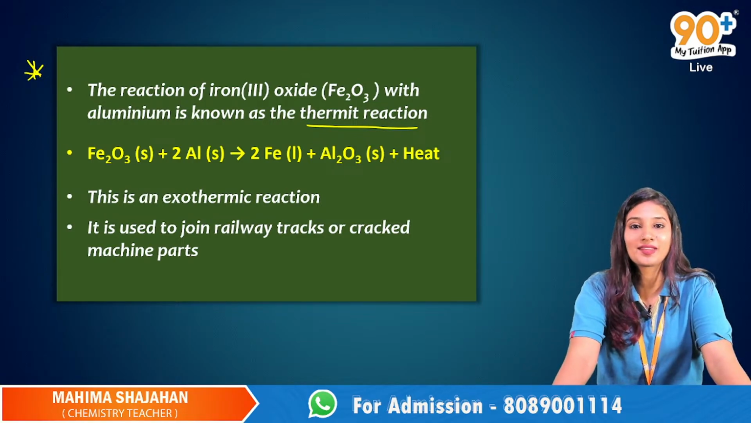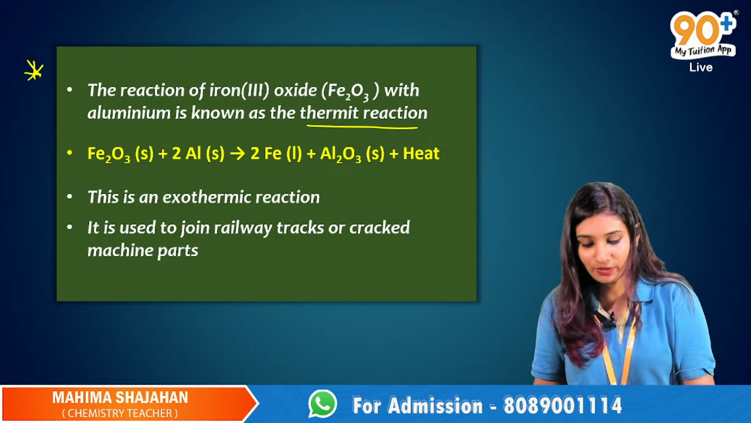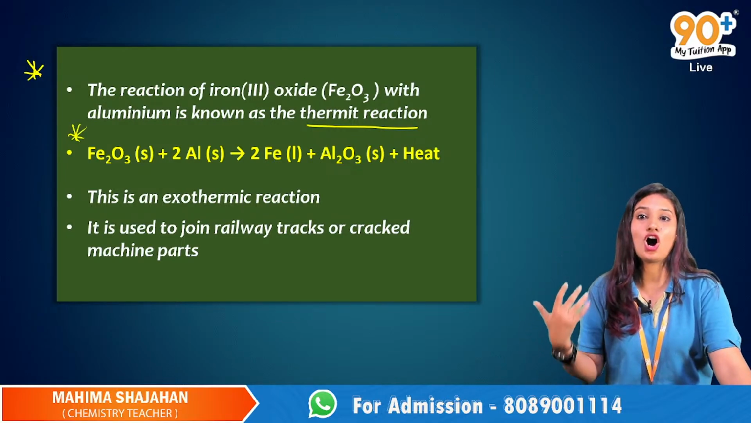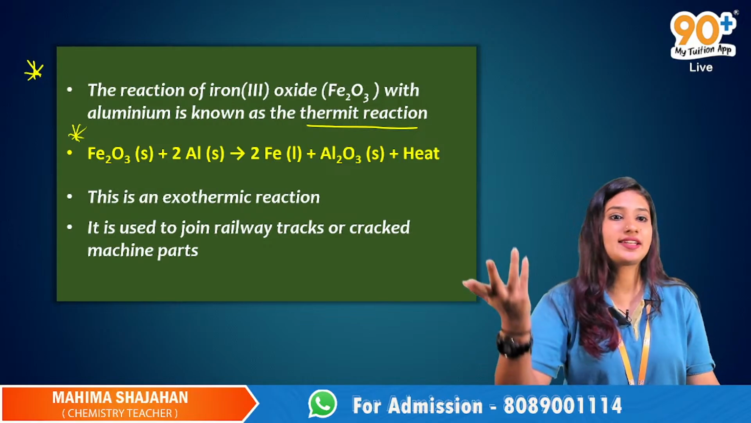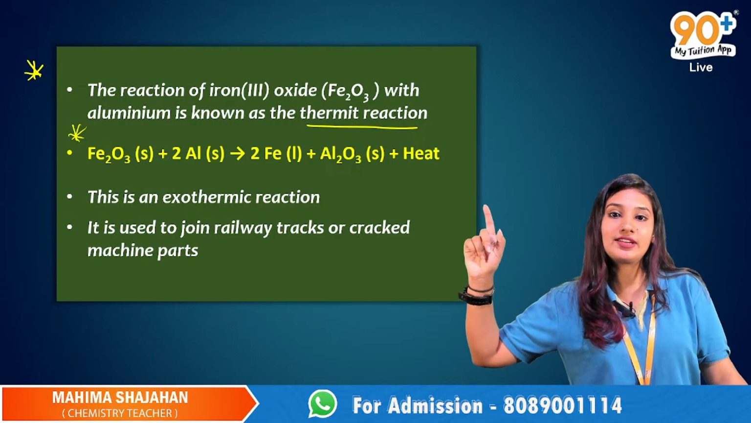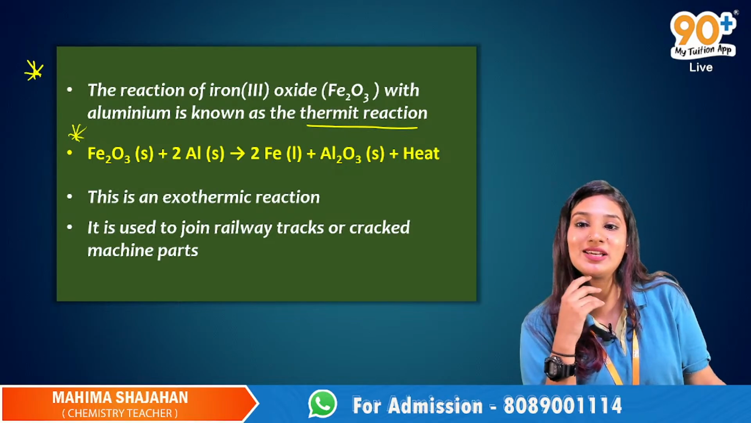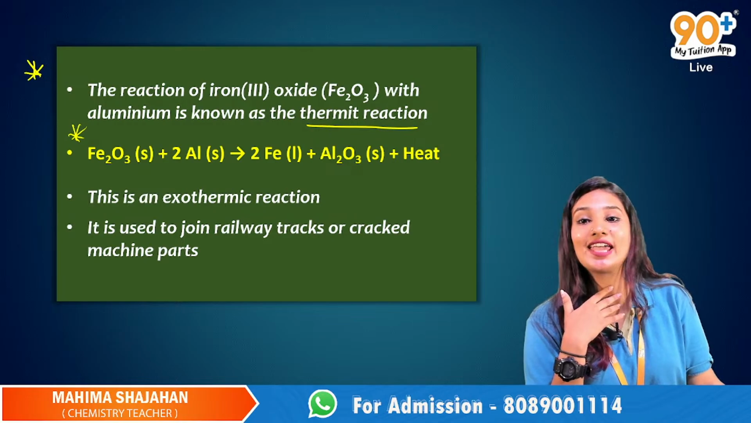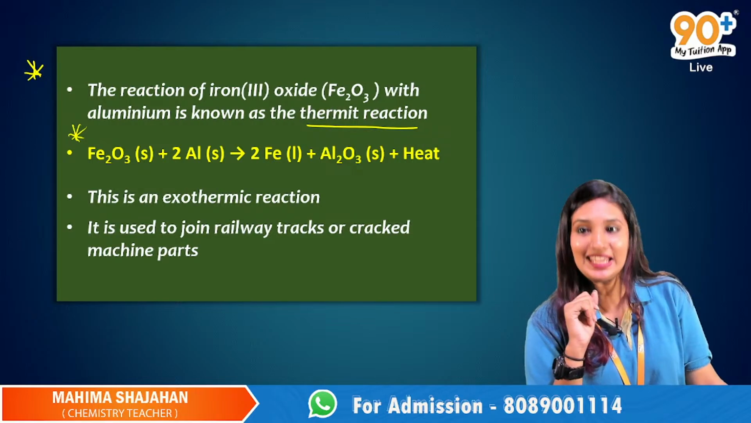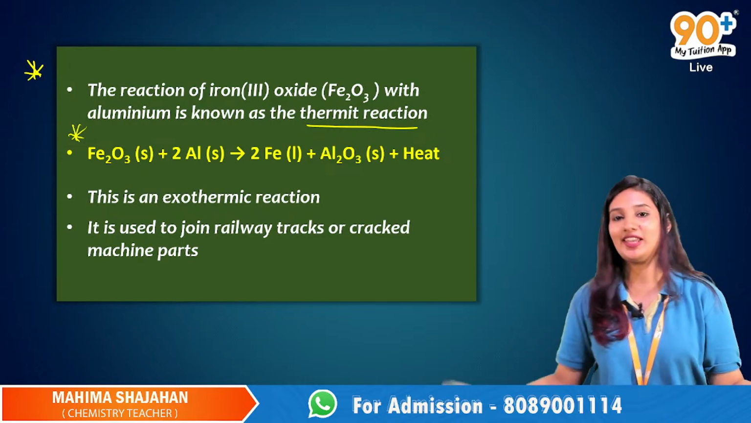Simple reaction. Now, can I ask you a question? In this Thermit reaction, can you identify the substance that is getting oxidized and the substance that is getting reduced? Very good. Aluminium is oxidized to Al2O3. That means aluminium acts as the reducing agent, right? And Fe2O3 is reduced to Fe. Very good.